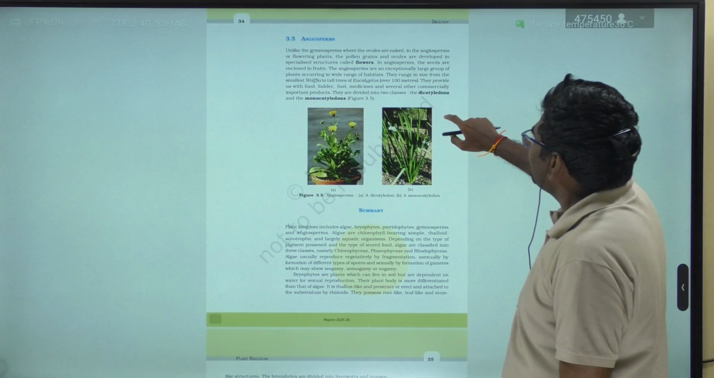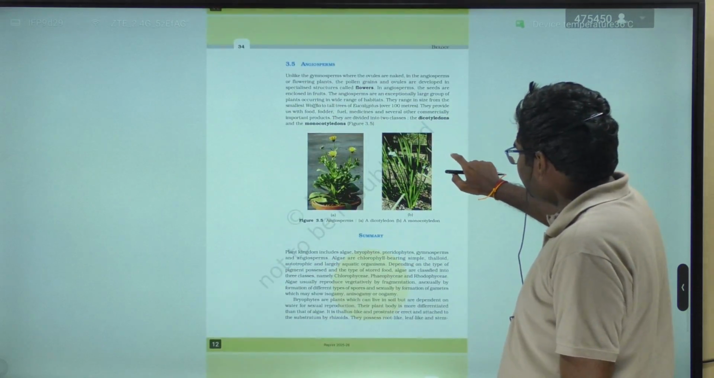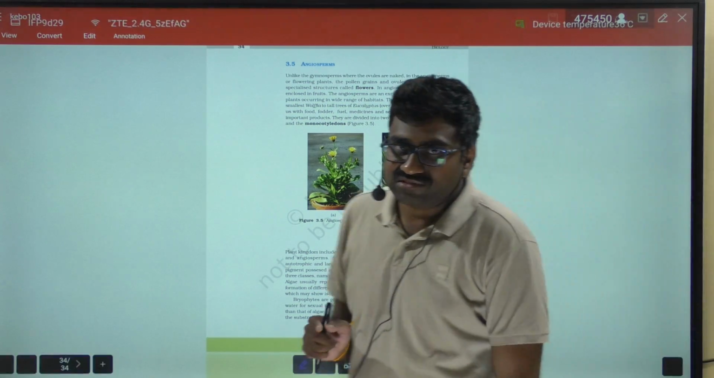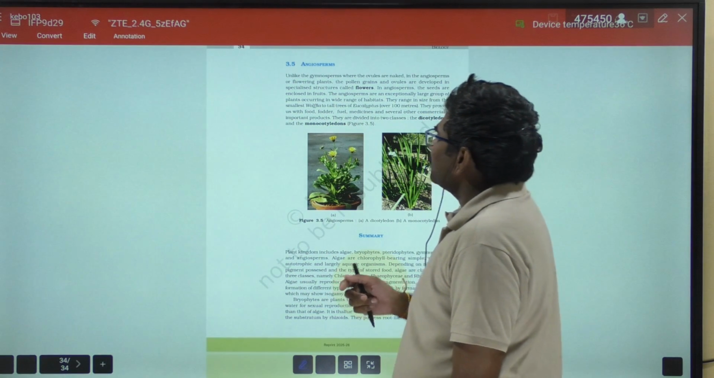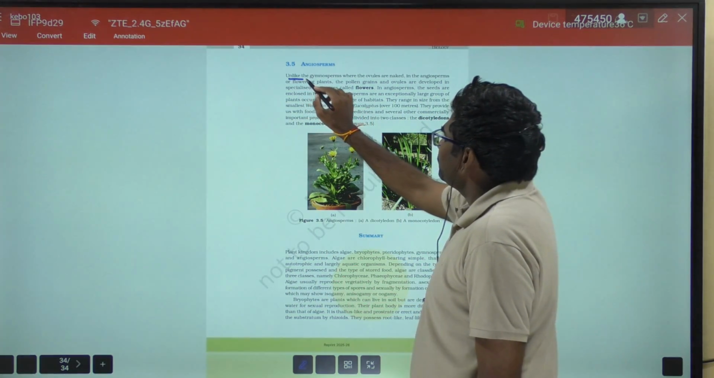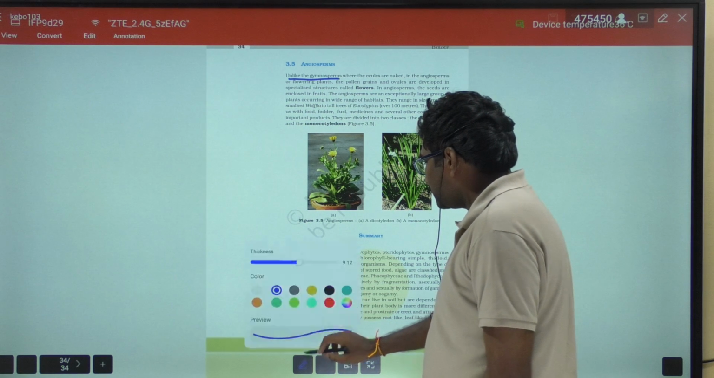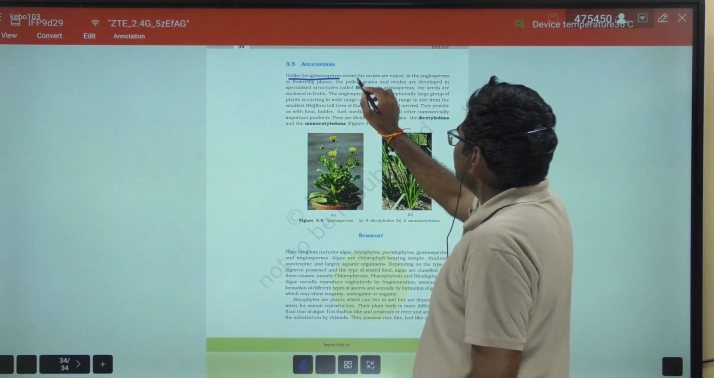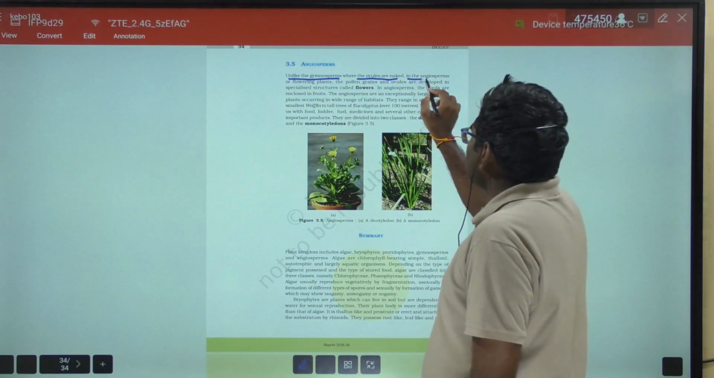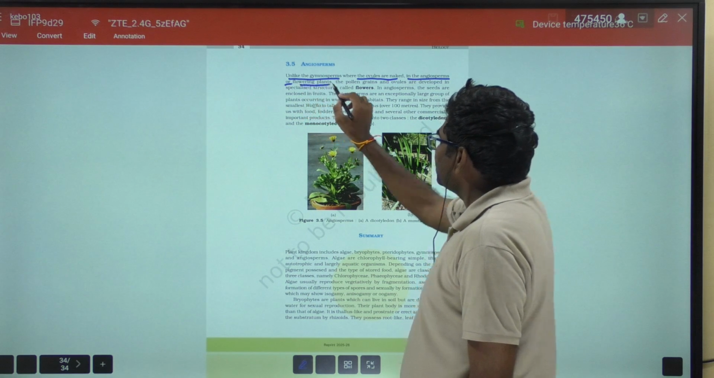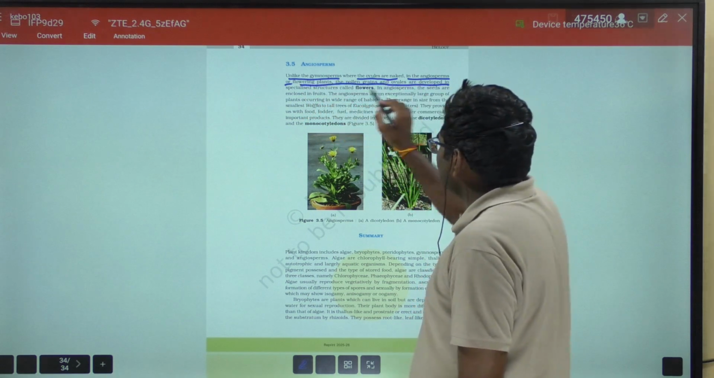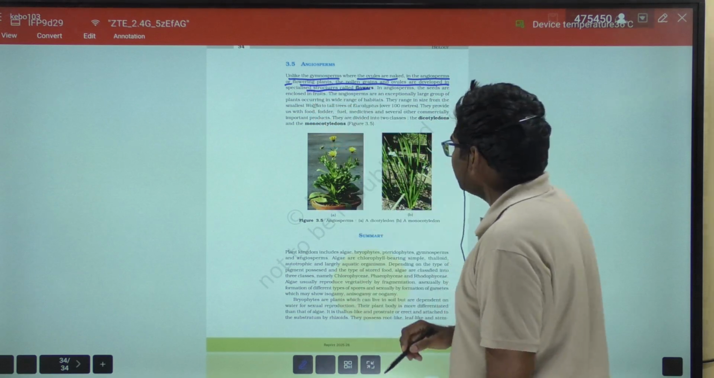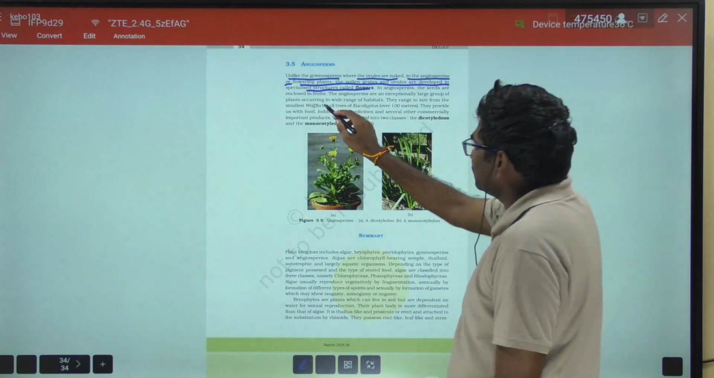And come to the angiosperms. We had already discussed the life cycle of angiosperms in sexual reproduction of flowering plants. So here, unlike gymnosperms, where the ovules are naked, in the angiosperms or flowering plants, the pollen grains and ovules are developed in specialized structures called flowers. In angiosperms, the seeds are enclosed in fruits.